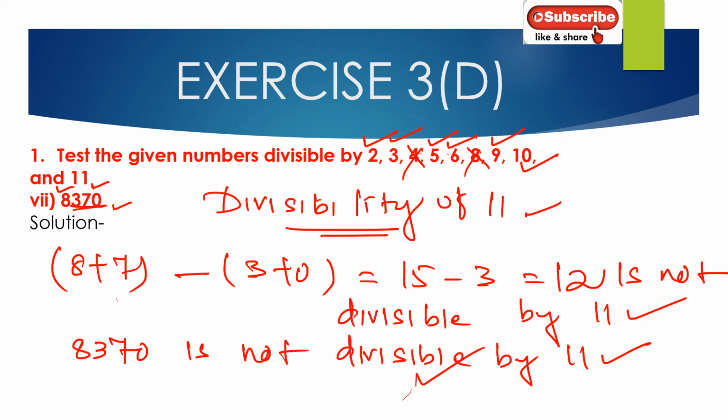Now we found that the number 8370 is divisible by 2, 3, 5, 6, 9, 10. But this number is not divisible by 4, 8 and 11.